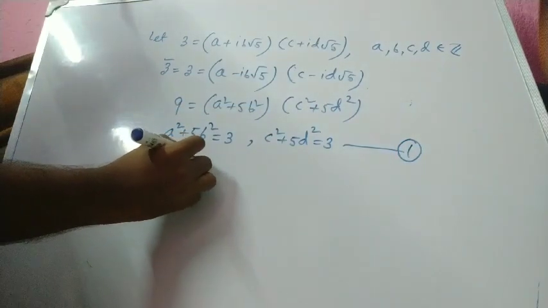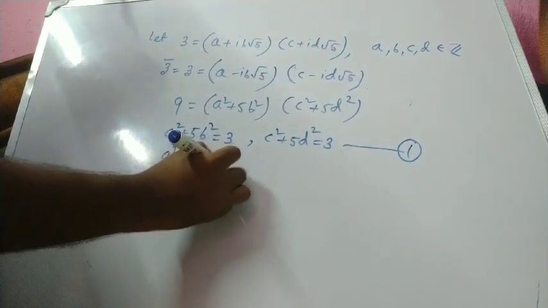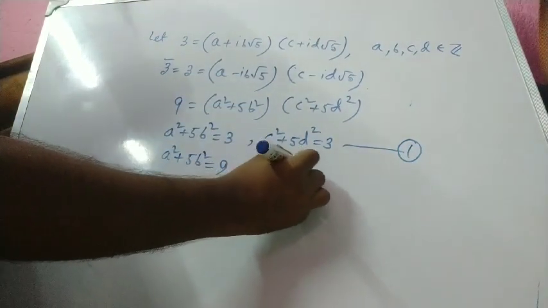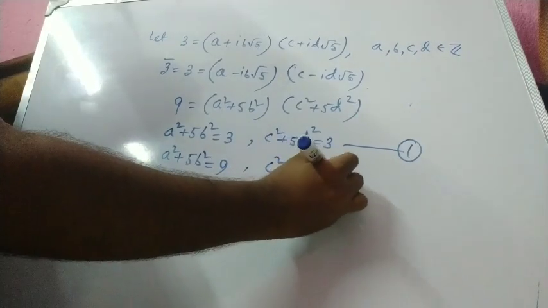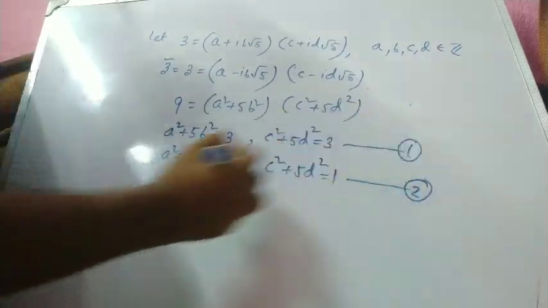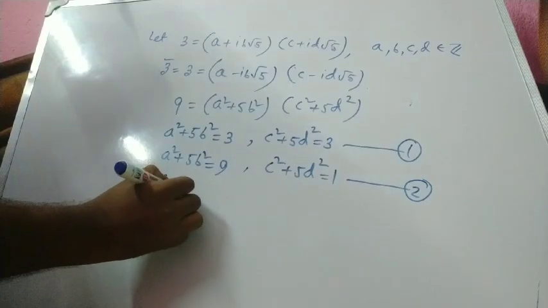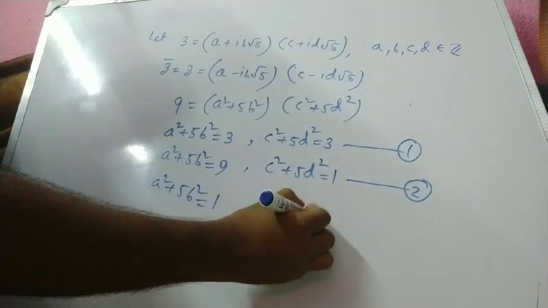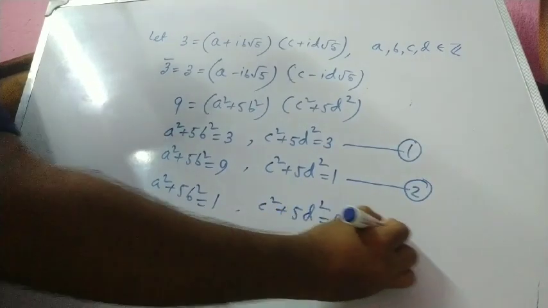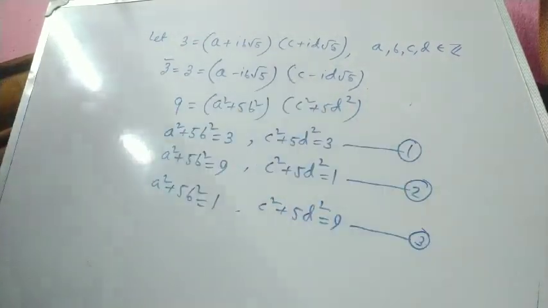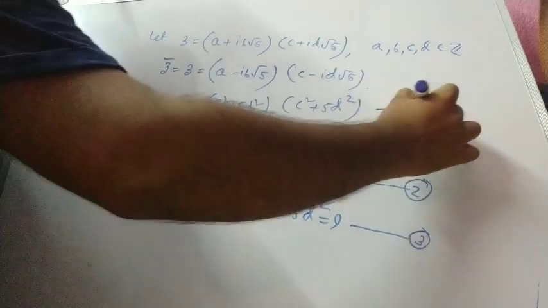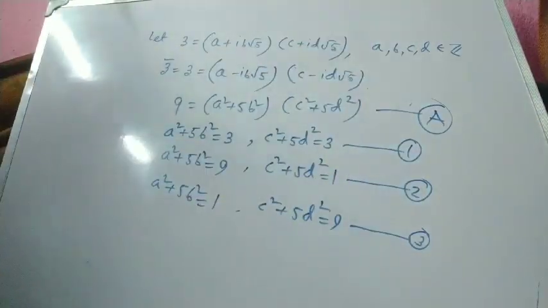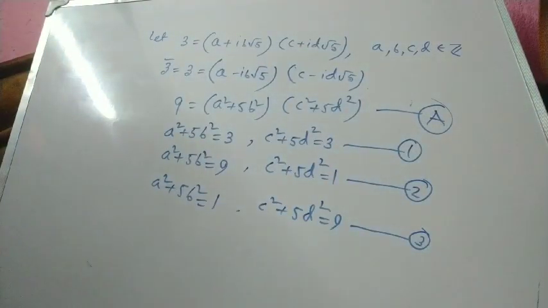A square plus 5b square is equal to 9. C square plus 5d square is equal to 1. This is equation number 2. A square plus 5b square is equal to 1. C square plus 5d square is equal to 9. Okay, so from this equation, it follows that the 3 equation is this.